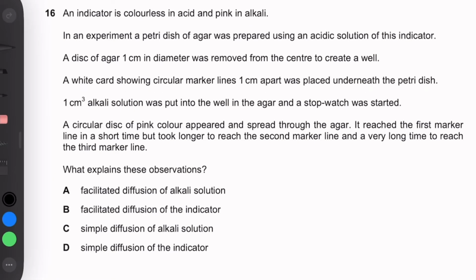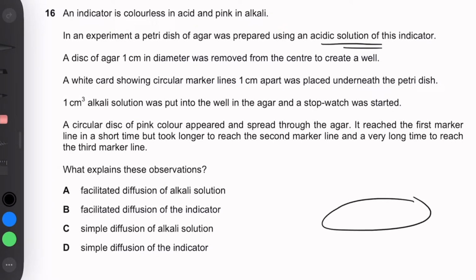An indicator is colorless in acid and pink in alkali. An experimental petri dish of agar was prepared using an acidic solution of this indicator, and a disc of agar 1 centimeter in diameter was removed from the center to create a well. Interesting. So again, an experimental petri dish was prepared using an acidic solution of this indicator.